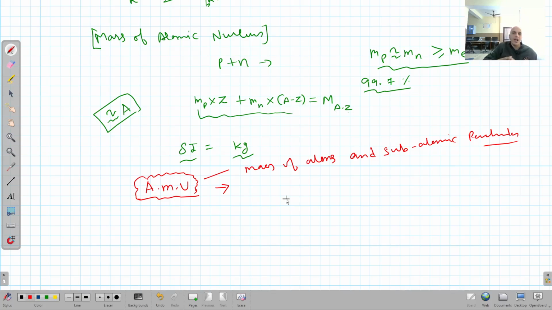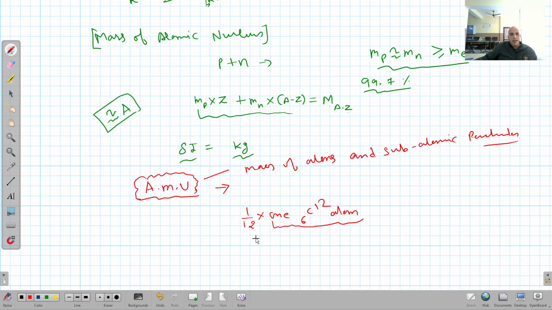Many times a question is asked: define AMU. AMU stands for atomic mass unit, and it is defined as 1/12 of the mass of one neutral 6 carbon 12 atom. I am taking carbon 12. It is worthwhile to mention here because carbon has 3 isotopes, 12, 13 and 14. So we are taking the case of 6 carbon 12.